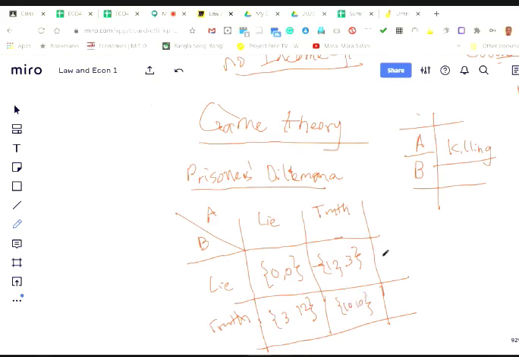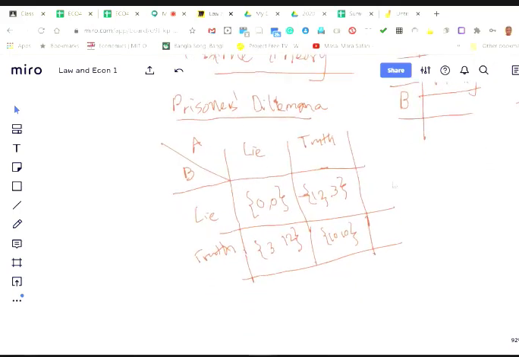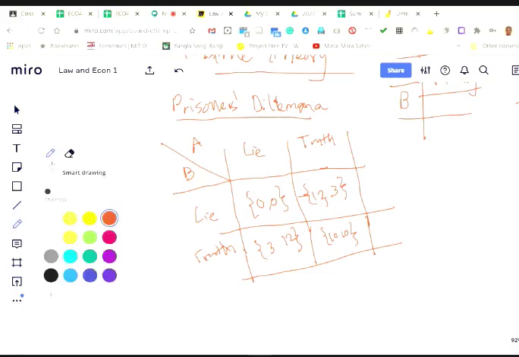And then the question is what they should do. That is the whole dilemma. The dilemma basically means what they should do. If you look into this diagram now, what you see is that the best strategy for them is to stay here.